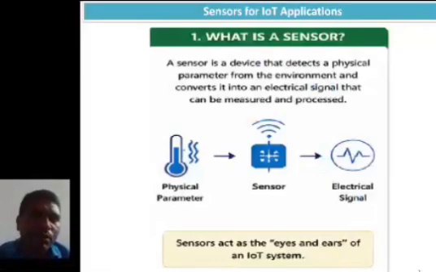In the human body, the eyes and ears are the very basic sensors that give signals to our brain. Based on the inputs, the brain will process and then give the output. Likewise here, the sensors are very, very important in the IoT ecosystem.